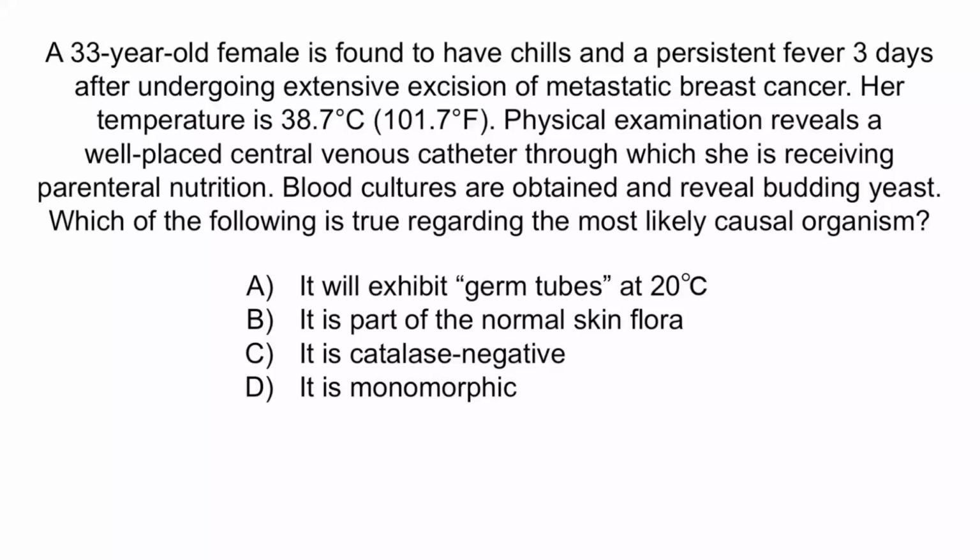A is wrong because Candida exhibits germ tubes at 37 degrees Celsius, not 20 degrees Celsius. Remember the floor manager drinking out of a tube from the hot coffee? So A is incorrect. C is wrong because Candida is Catalase positive, not Catalase negative. And D is wrong because Candida is dimorphic. So again, the correct answer is B. It is part of the normal skin flora. And with that, we've covered everything you need to know regarding Candida albicans.